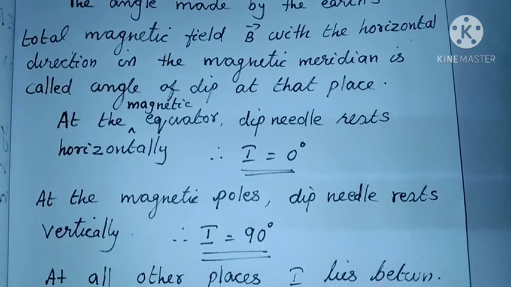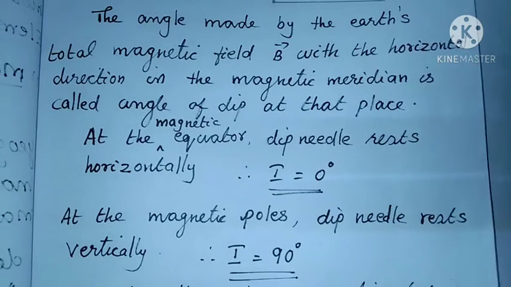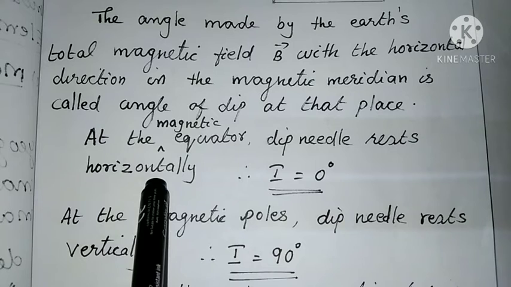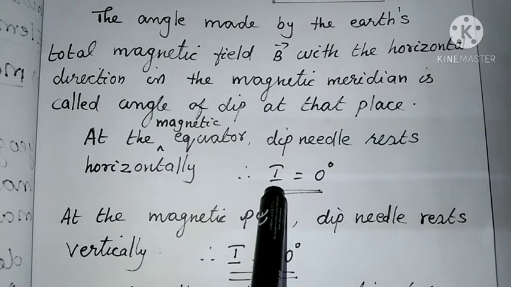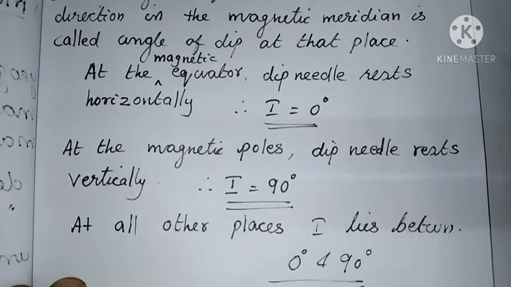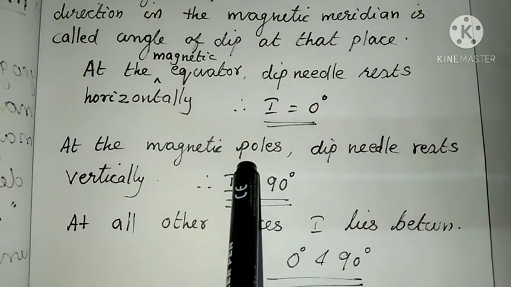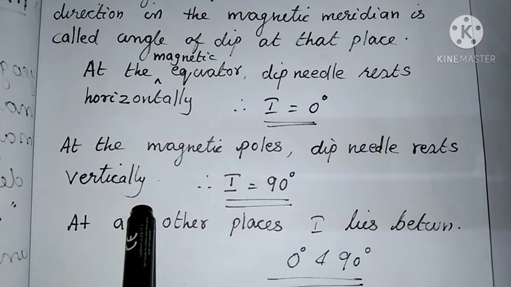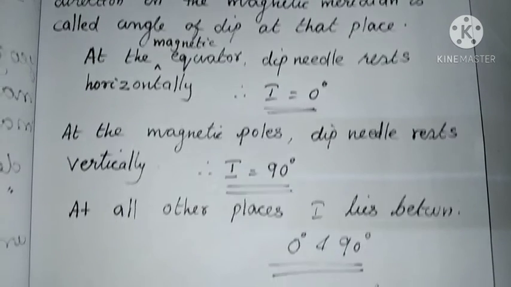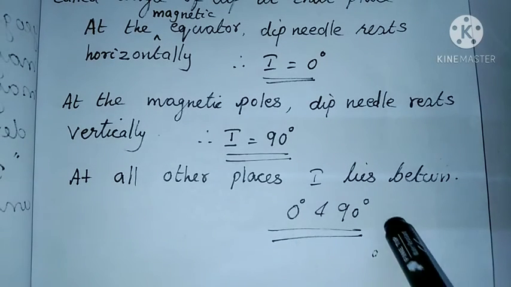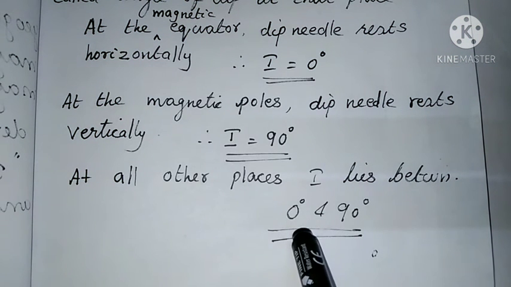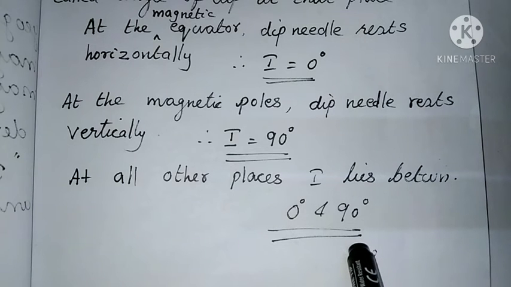So when you place this magnetic needle at the equator, the dip needle rests horizontally. This indicates that the angle of dip is 0 at the magnetic equator. But when you keep the dip needle at the magnetic poles, it rests vertically. So this makes the angle of dip 90 degrees. Clear? Then at all other places, the angle of dip lies between 0 degree and 90 degrees. Clear?